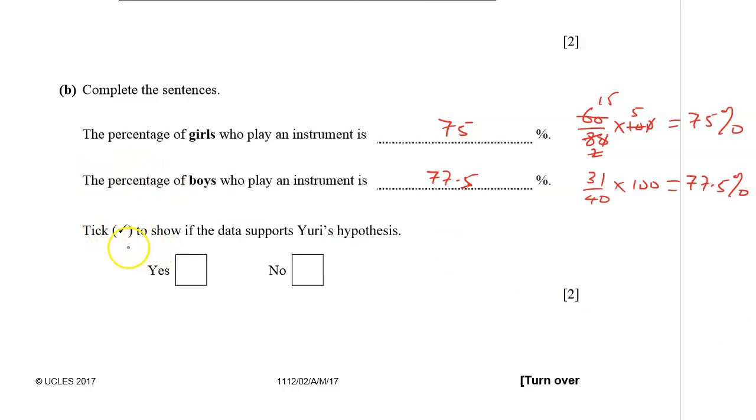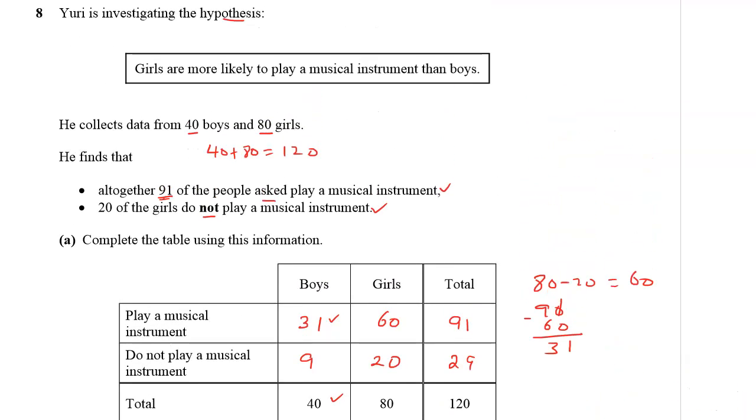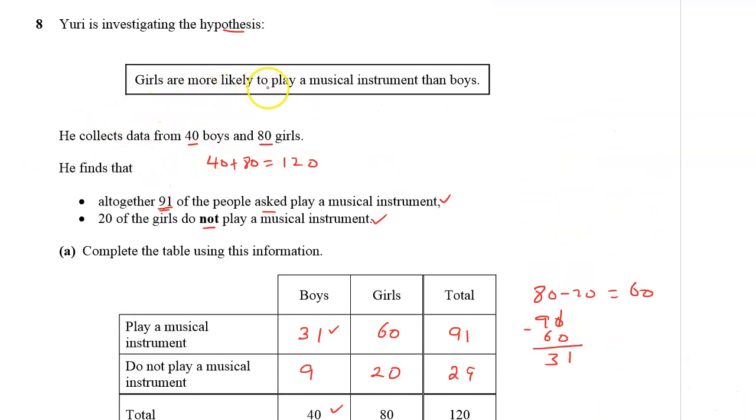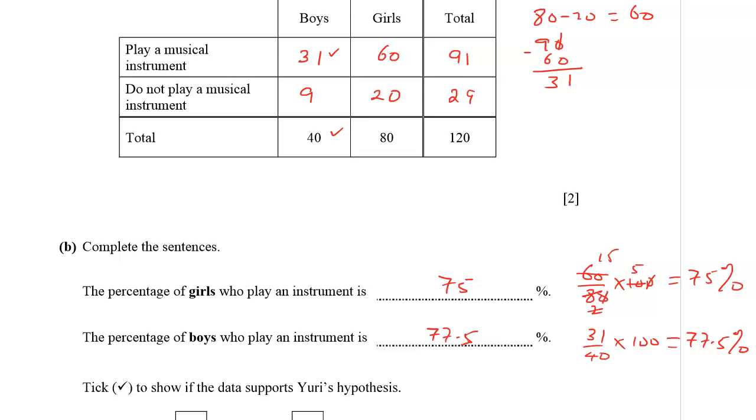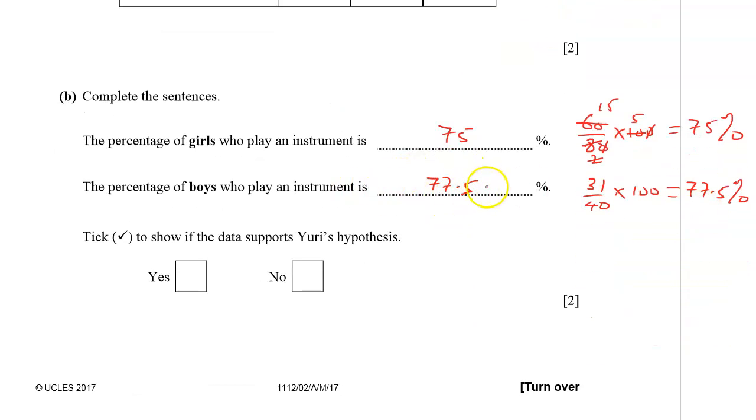We are told to put a tick to show if the data supports Urey's hypothesis. What was Urey's hypothesis? Urey had suggested that girls are more likely to play a musical instrument than boys. What Urey's hypothesis says here is that the percentage of girls who play a musical instrument is greater than the percentage of boys who play a musical instrument. What does the data say? It says that the percentage of boys who play a musical instrument is greater than the percentage of girls. And for that reason, Urey's hypothesis is not correct.